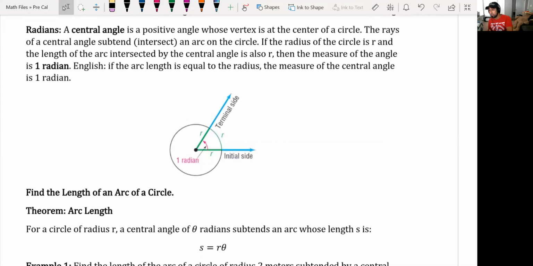So we had the definition of degrees, and now we have the definition of a radian. A radian is a central angle. A central angle is a positive angle whose vertex is at the center of a circle. The rays of a central angle subtend or intersect an arc on the circle. So that's everything that's going on in this picture below. So we have the center of a circle, and the rays, the initial side and the terminal side, both intersect the arc on this circle.